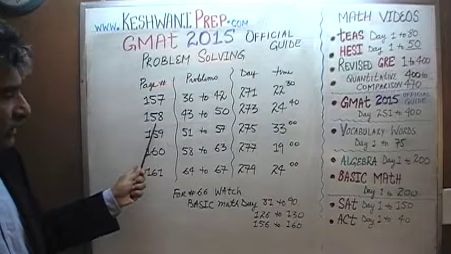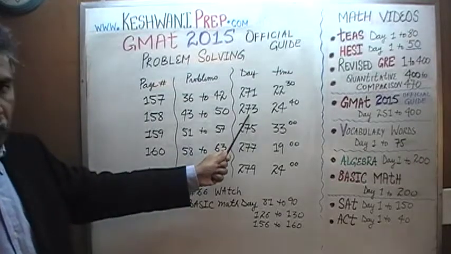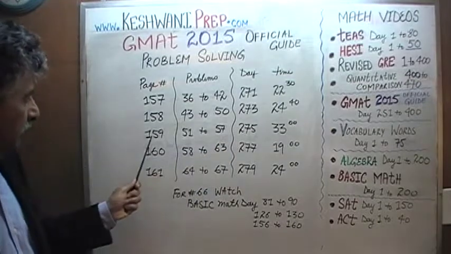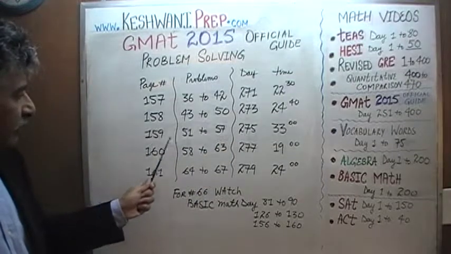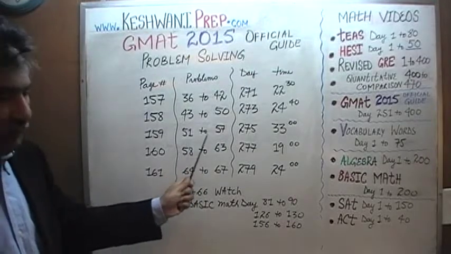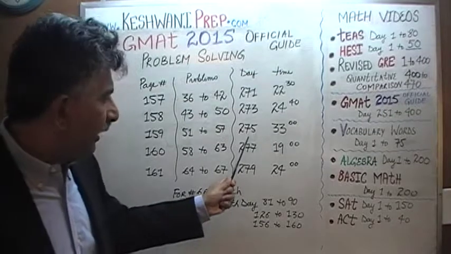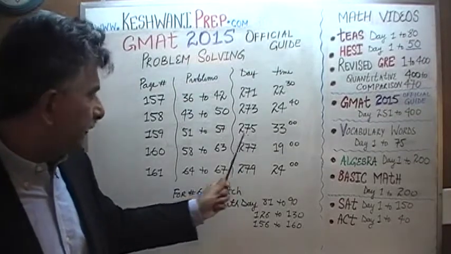On page number 158, you will find problems 43 through 50, and they were all solved on day number 273. On the next page, page number 159, we have problems 51 through 57. You will find the solutions to all of those problems on day number 275. Just type in GMAT math, day 275, and the video will pop right up.